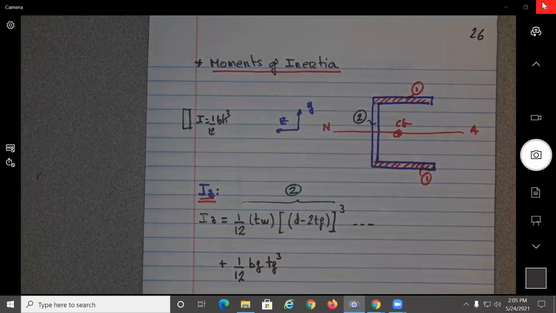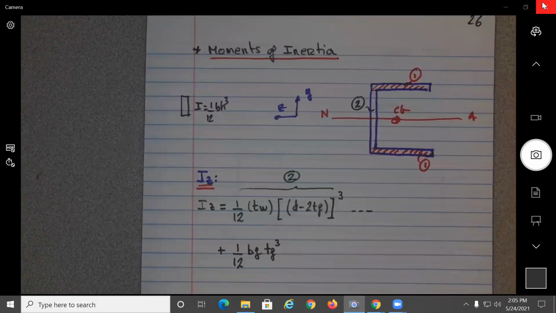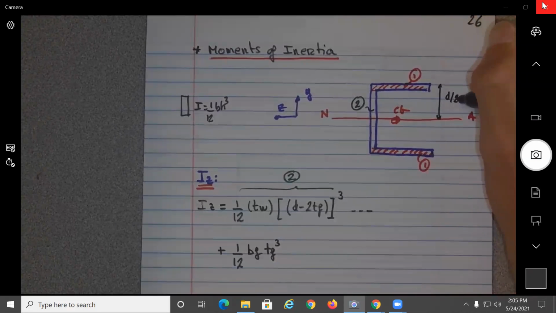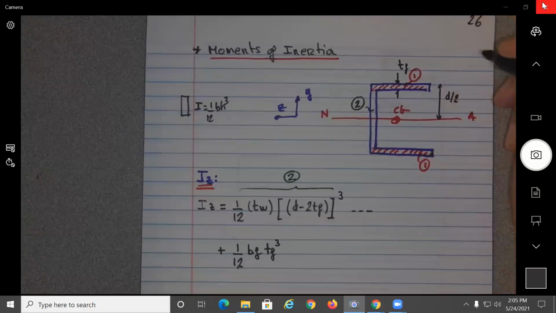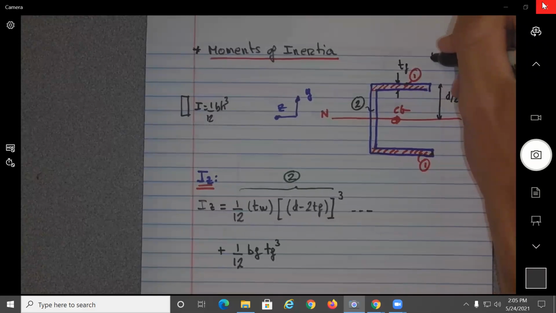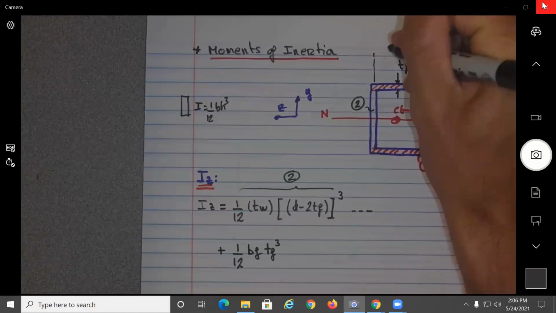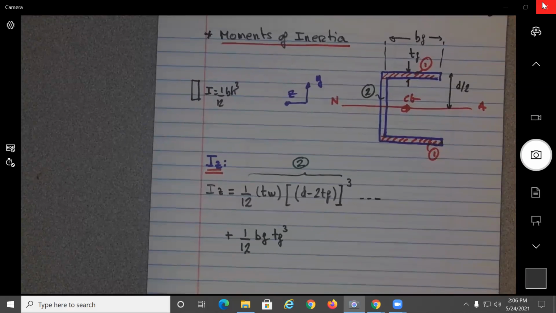So that's it. Is that correct? No, because you see this one is located at a distance over here, no? Yeah. What is that distance? So from here, that distance is d over 2. If you want, we can put here, this is T flange. I mean, this whole length here was B flange. I don't want to put too much, but you can put as much as you want. So now what do we need to do?